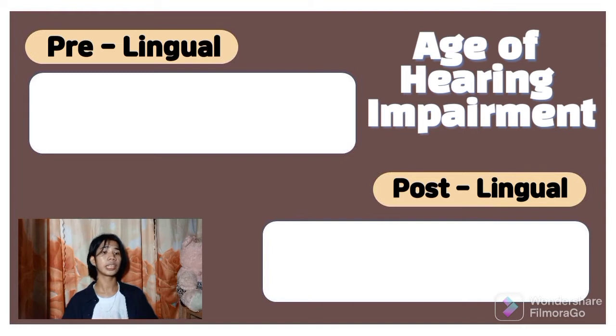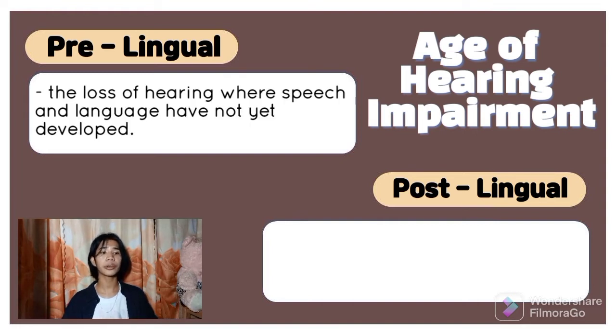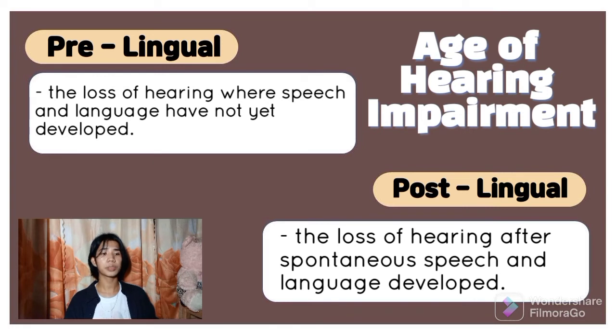When we talk about prelingual, this is the loss of hearing before speech and language have developed, as in a deaf child. It means this impairment can exist before a child acquires speech and language. It appears in a newborn baby and infants up to the age where they can understand their surroundings. The second one is postlingual, the loss of hearing after spontaneous speech and language develop. This impairment appears at any point after a child has acquired speech.